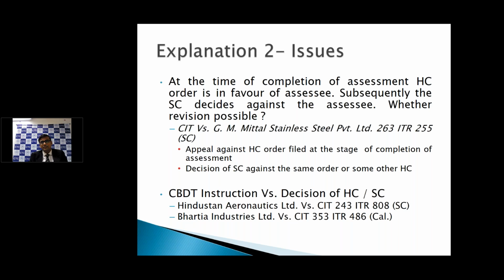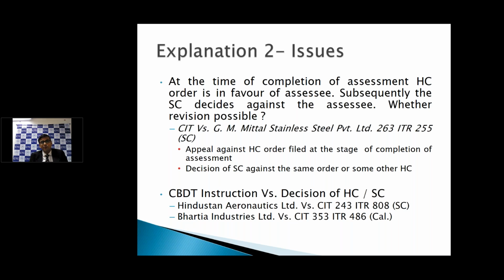In other words, suppose in a particular scenario, there is a CBDT instruction which is against the assessee. However, there is a decision of High Court or Supreme Court. Now, it is a settled proposition that CBDT instructions or circulars are not binding on appellate authorities. So obviously not binding on High Court and Supreme Court. So in a particular decision, suppose High Court has struck down a particular CBDT instruction, and suppose the assessing officer relies on that High Court decision.